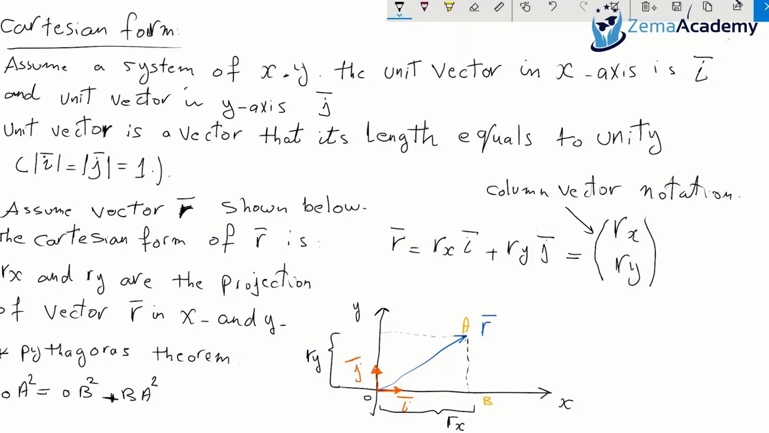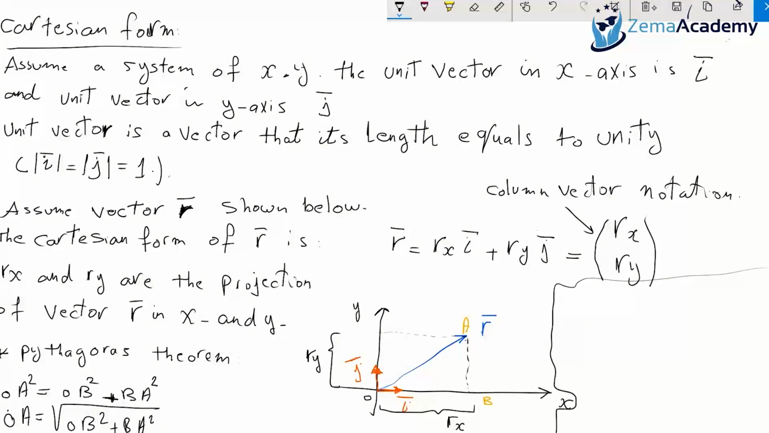So the OA square, we call it the modulus, the length of R, correct? OA square is simply the R. So let's make it easier. OA is the square root of OB square plus BA squared, correct? Agree? So I want to find only OA.